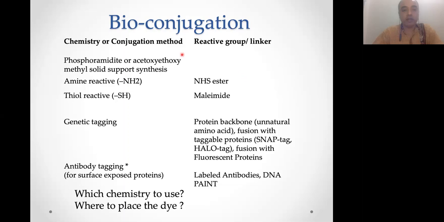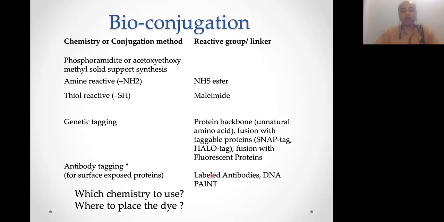Of course, there are these organic dyes that can be linked by covalently attaching them. The standard chemistries either use an amine reactive group, like a lysine is tagged, or a thiol reactive group, like cysteine is used by some of these chemistries. Or you have heard about genetic tagging, where the protein backbone is modified using an unnatural amino acid. You can also create a fusion protein with a taggable protein like a SNAP tag or a Halo tag, and then of course fluorescent proteins.